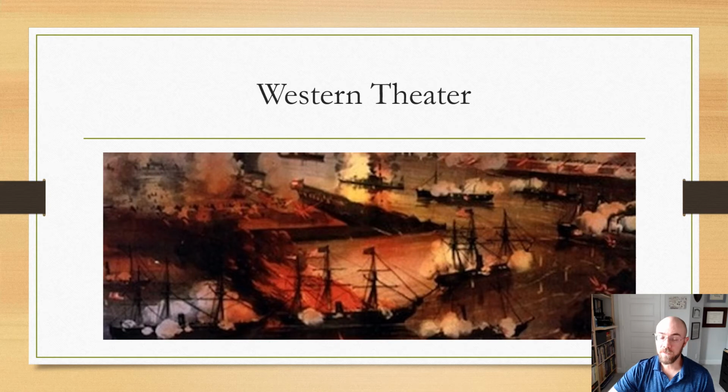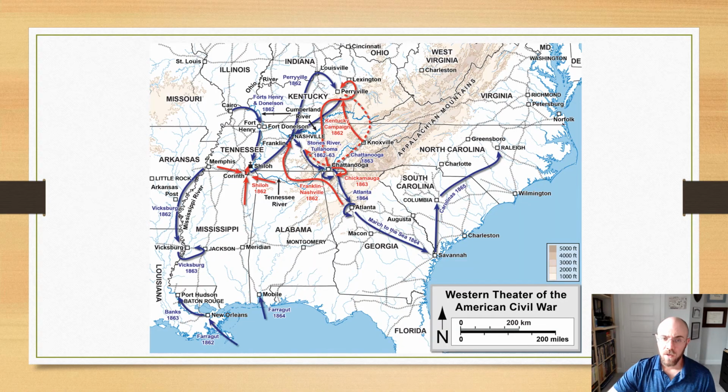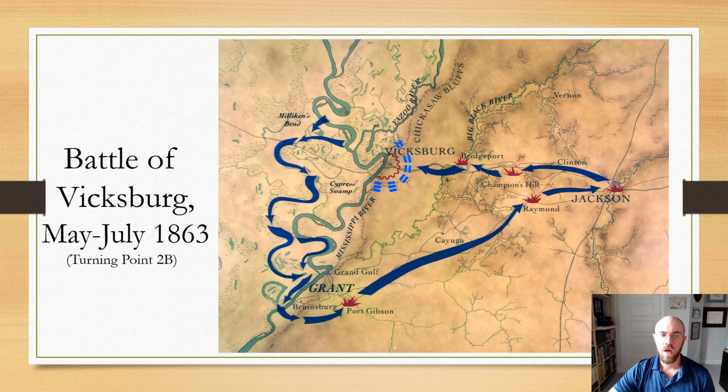So the Western Theater. This is the second half of the turning point. So Ulysses S. Grant is going to eventually be Lincoln's fighting general, but he gets his start in the Western Theater. So he starts up in the north area and begins working his way down: Fort Henry and Donelson, Shiloh. Then the big battle is going to take place along the Mississippi at a place called Vicksburg. So Vicksburg is the second half of the second turning point.